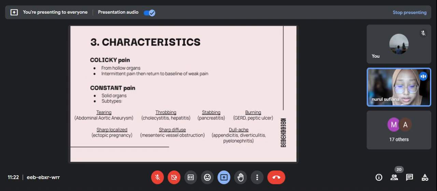Okay, so the characteristic of the pain could be colicky or constant pain. Colicky pain is intermittent pain that returns to the baseline of weak pain, meaning that the pain has a pain-free period. So colicky pain could suggest that the pain comes from a hollow organ. Constant pain is pain that does not come with any pain-free period. The subtypes of constant pain could be tearing, which could suggest AAA, throbbing, which could suggest cholecystitis or hepatitis, stabbing, burning, sharp localized, sharp diffuse pain, and also dull aching pain.